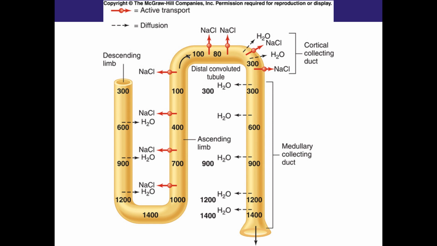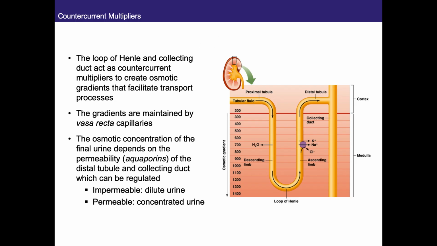And it's called a multiplier because of the active transport properties. It requires ATP. The hydrolysis of ATP provides energy for the movement of that salt out. And that, again, is what's establishing that osmotic gradient. So countercurrent is just referring to the opposite flow of those tubes.